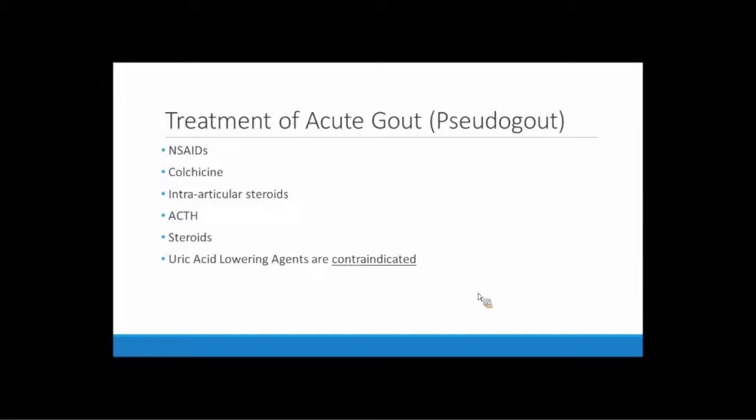I only do oral colchicine loading, which is 1 pill every hour, no more than 6 pills, assuming they have normal renal function, stopping way before that 6th pill if they feel very much better, because then I got an answer. If nothing happens, then it's not acute crystal synovitis, or if they develop any GI symptoms.